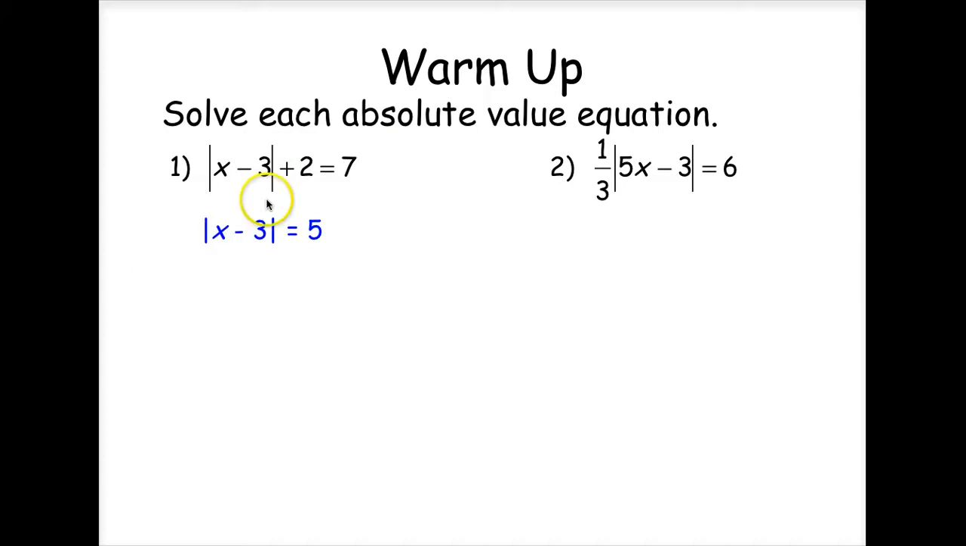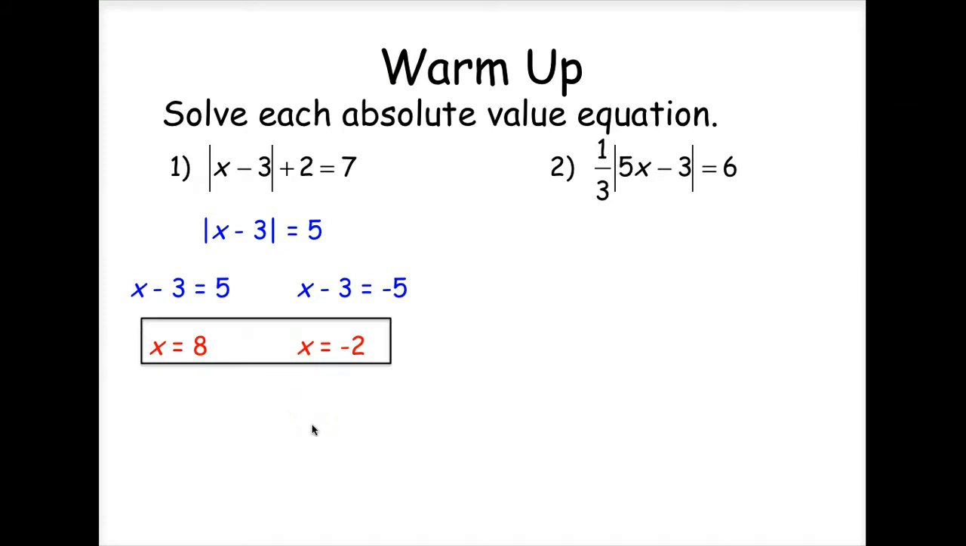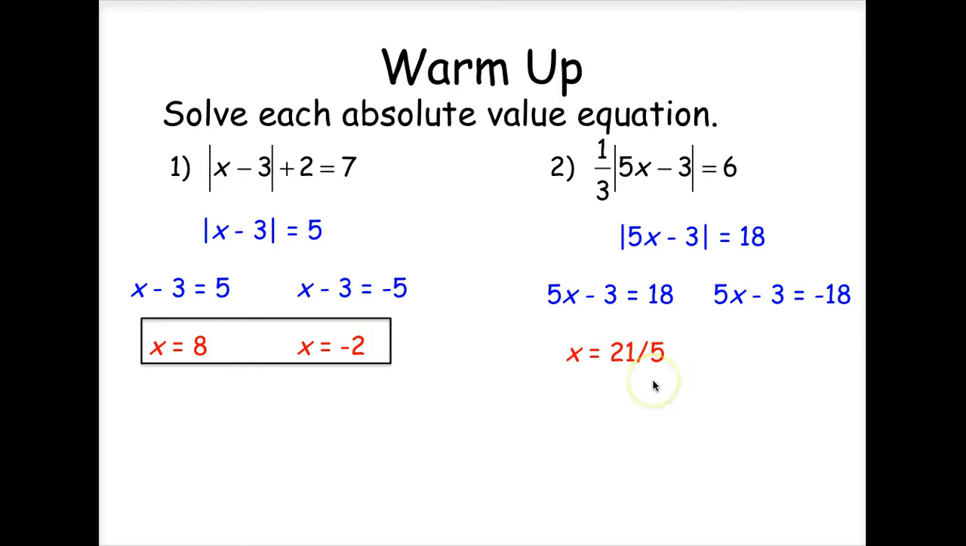Okay, did you remember to subtract 2 from both sides? Then set it up for the positive and the negative. So x could be equal to 8, or x could be equal to -2. How about this one? Did you start by multiplying both sides by 3? Then set it up for the positive and negative. So x is either 21/5 or x is equal to -3. Very good.